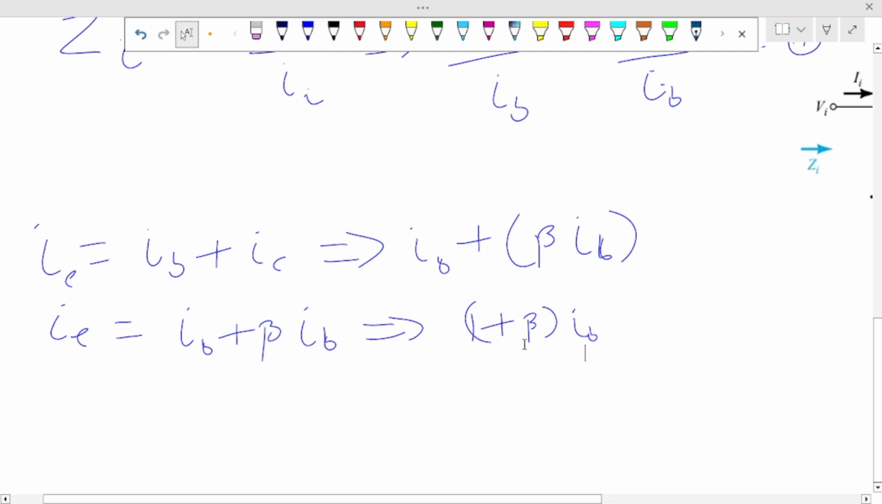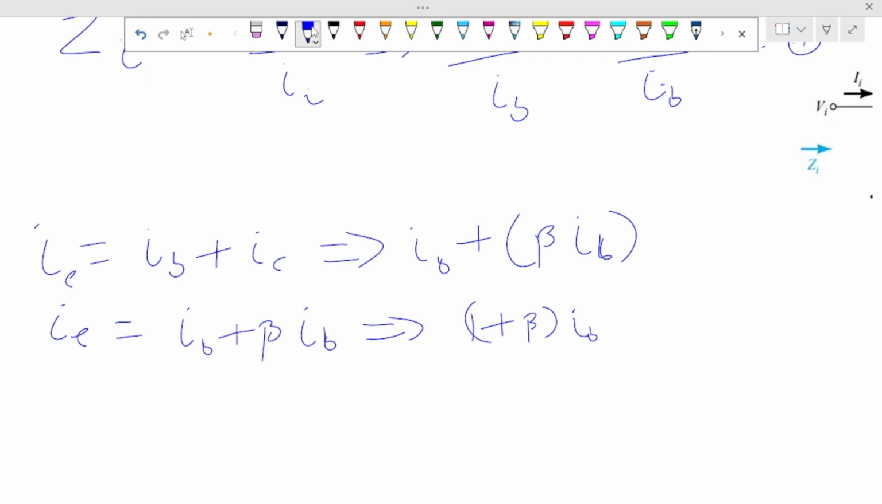Now, the thing is, the value of beta is very, very large. So when beta is very large, even when you add 1 to something that is really, really large, the 1 doesn't appear significant anymore, because the other value, beta, is very large.